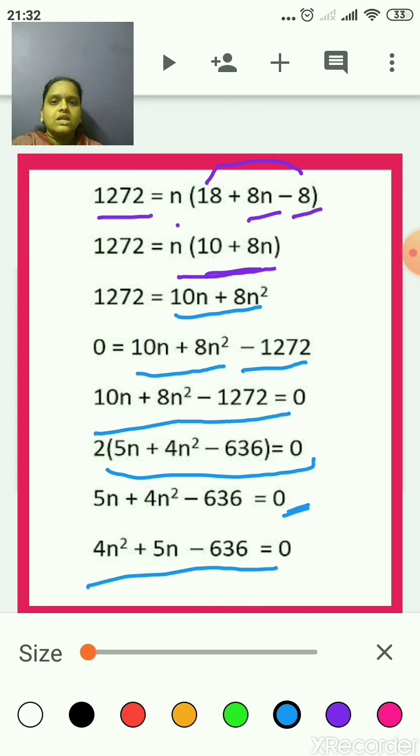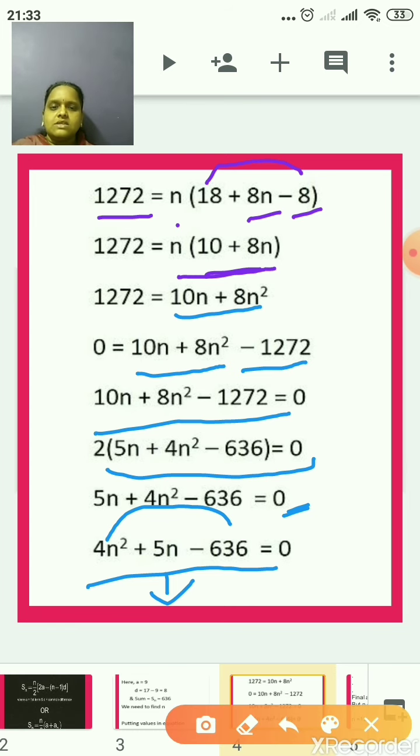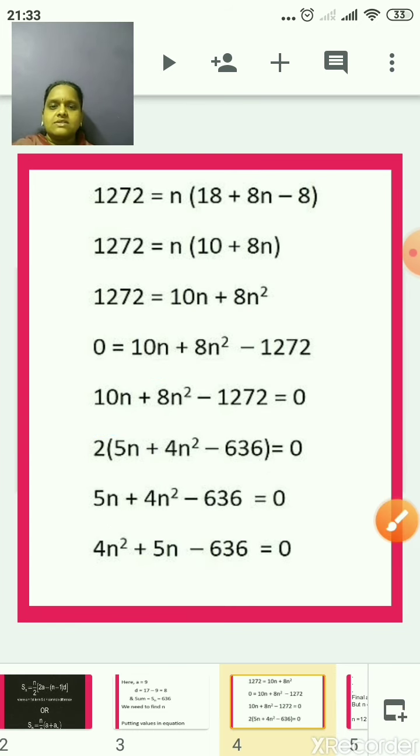Now this is a quadratic equation. You know how to find the roots of a quadratic equation. We have already done this in 9th standard. So here, what will be the product? The product is 636 into 4. Multiply 636 into 4. That will be your product. And the sum is nothing but 5n. So find the factors of this quadratic equation and find the value of n. Let us see further in the next slide.